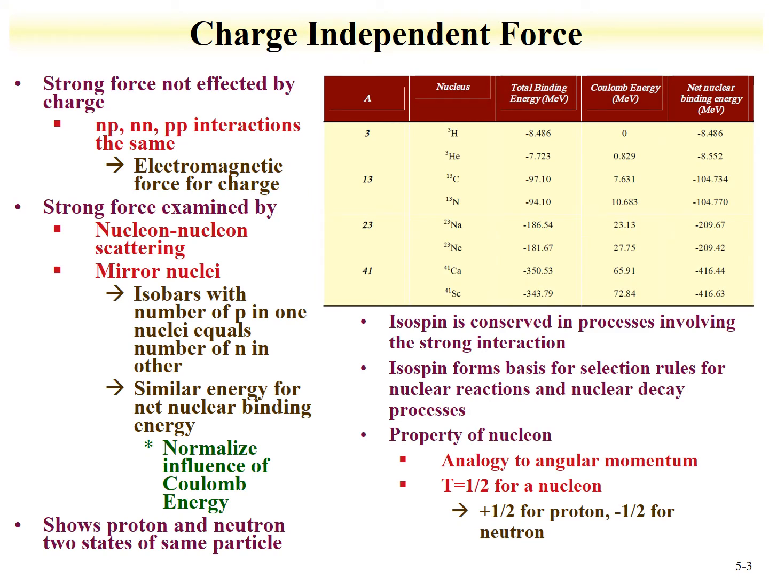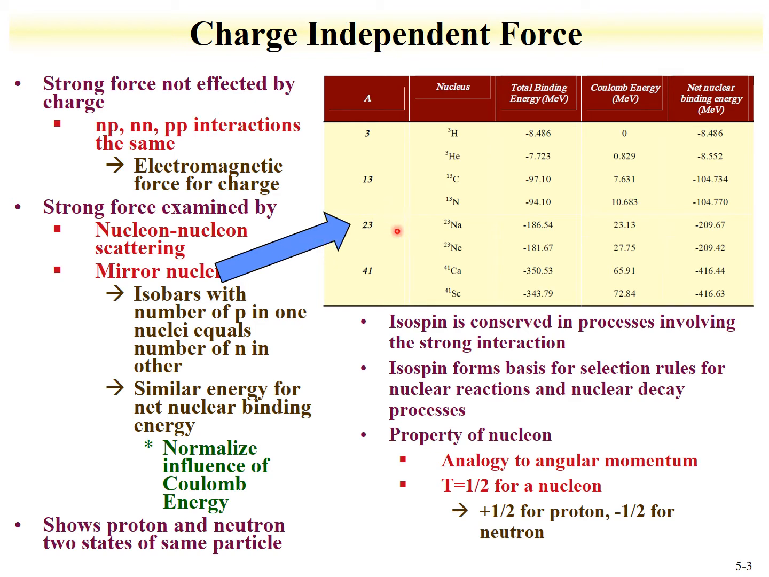As was already stated, the strong force is charge independent. So in this case, pairs of neutrons and protons, or proton-protons, should have the same force. In order to evaluate a charge-independent force, one must remove the Coulomb repulsion from any energy calculations. This can be done by looking at nucleon-nucleon scattering, or by mirror nuclei. And here's an example of some mirror nuclei. These mirror nuclei are isobars where the number of protons in one nucleus equals the number of neutrons in another.